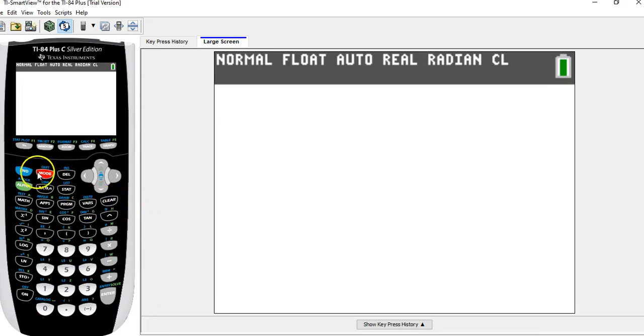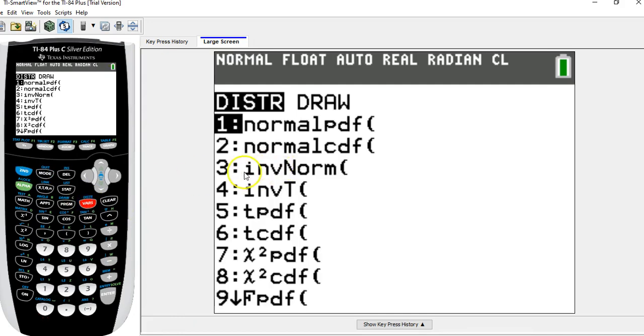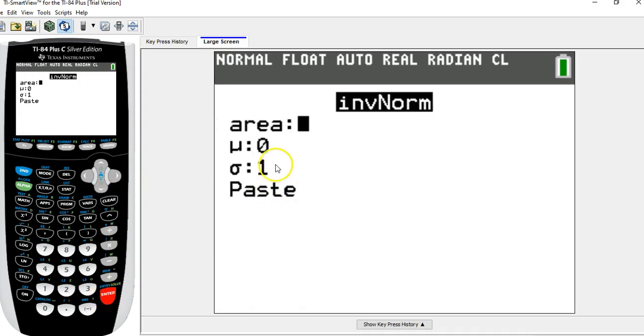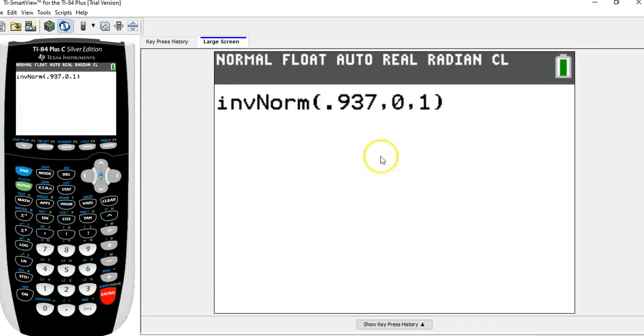So on the calculator, I'm going to distribution, and it's this third one down here, InvNorm. And my stat wizard is on. That area is the area to the left, which is the 0.937. For the standard normal, mean and standard deviation are 0 and 1. When I hit paste, it will calculate when I hit enter.